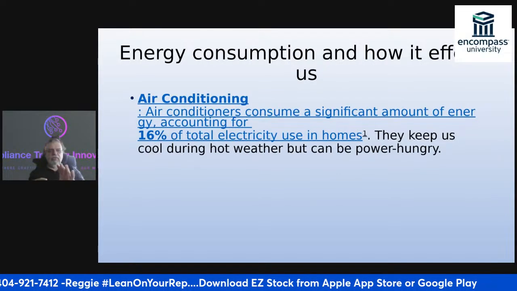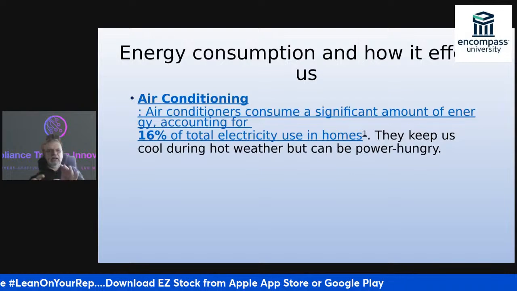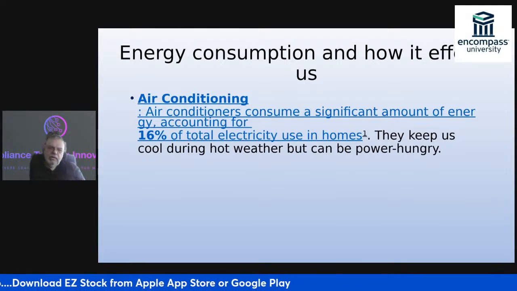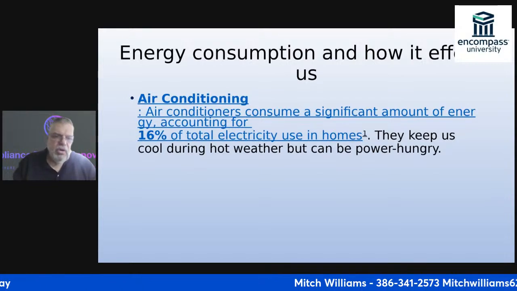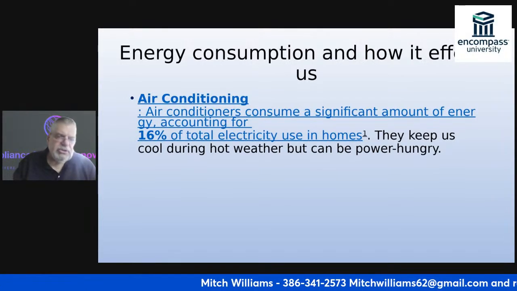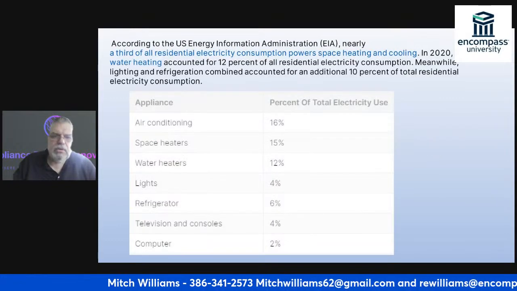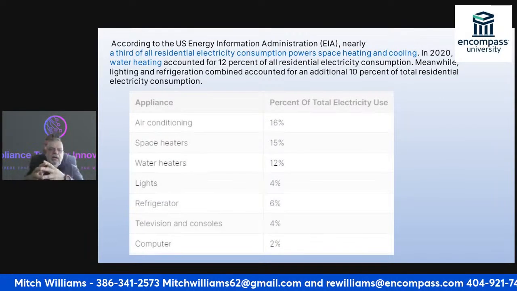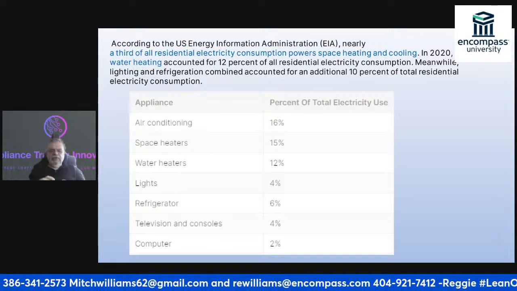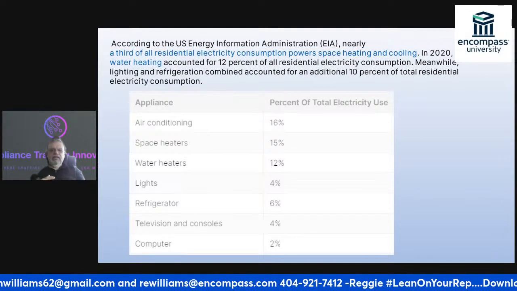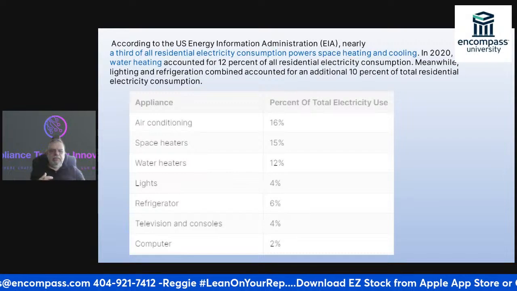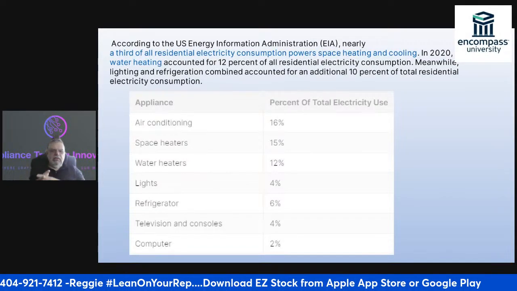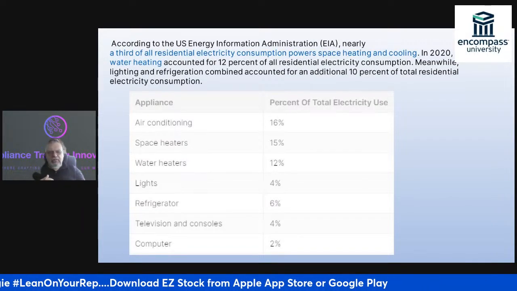So as we go through, we're going to talk about a couple of things on the spectrum. One of the things is a refrigerator, but if you look, total energy consumption is 16%. So if I'm talking about a refrigerator, that's 6%. That's 10% less than an air conditioner.